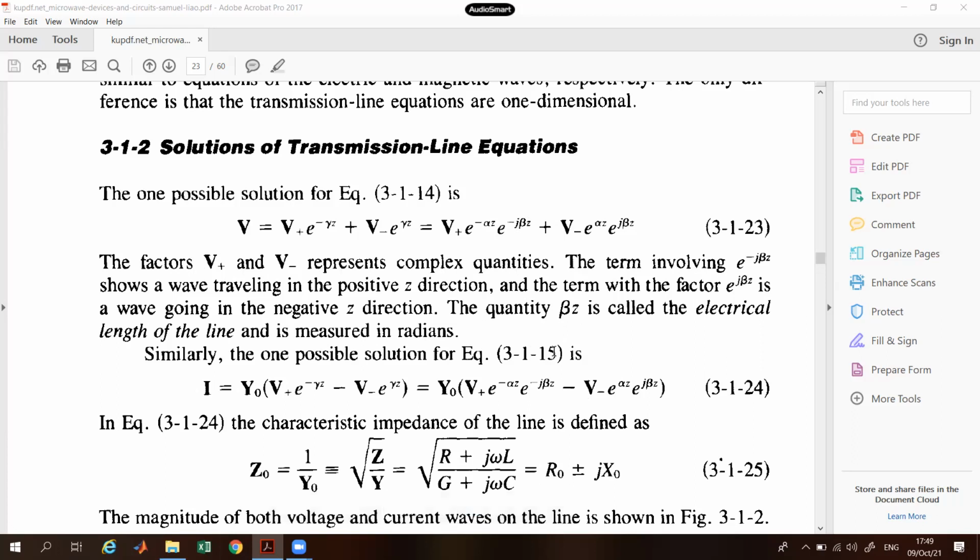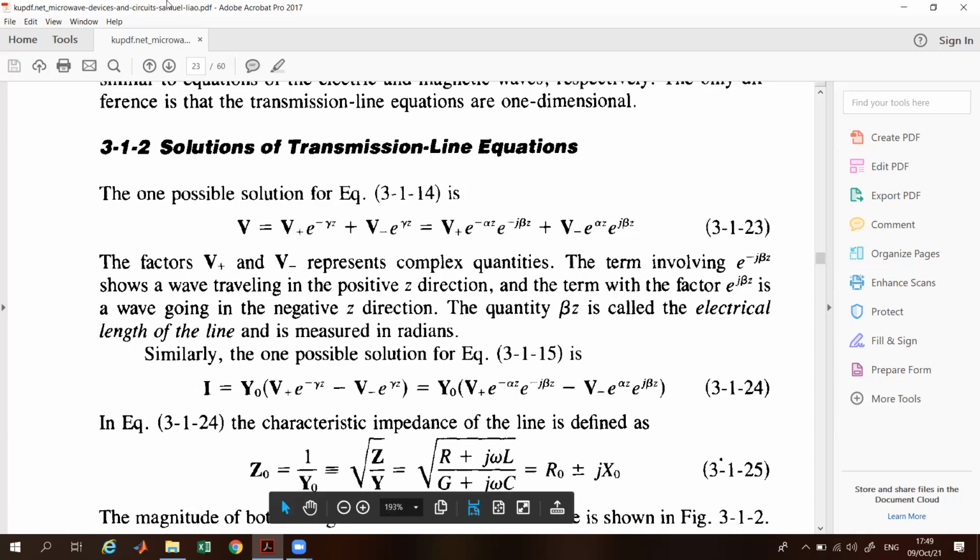Similarly, one possible solution for the equation using admittance, where we try to find the solution for the current, is I equals Y naught, where Y naught is the admittance, times V plus e raised to the power minus gamma z minus V minus e raised to the power gamma z. When you are using I, you must remember that I is equal to V divided by Z, and we use the voltage in this form. So again, you basically break it into a real part and an imaginary part.